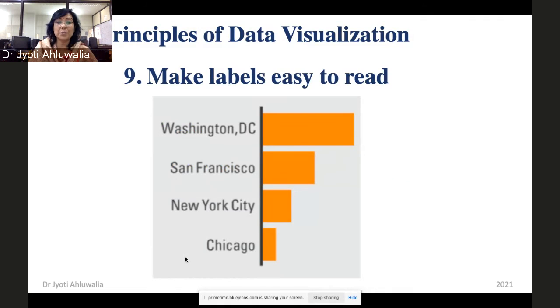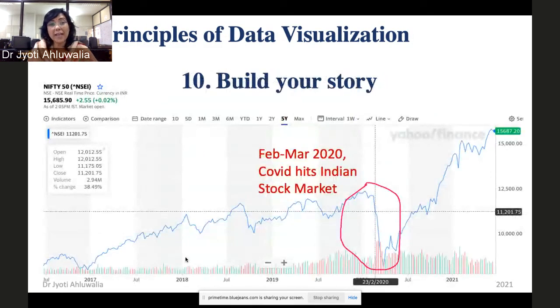Again, the ninth core principle is label. Use labels, use descriptions, tell what a bar or a chart is telling us about. And finally, the most important core principle is build your story. Whenever you are doing visualization, what is your story?